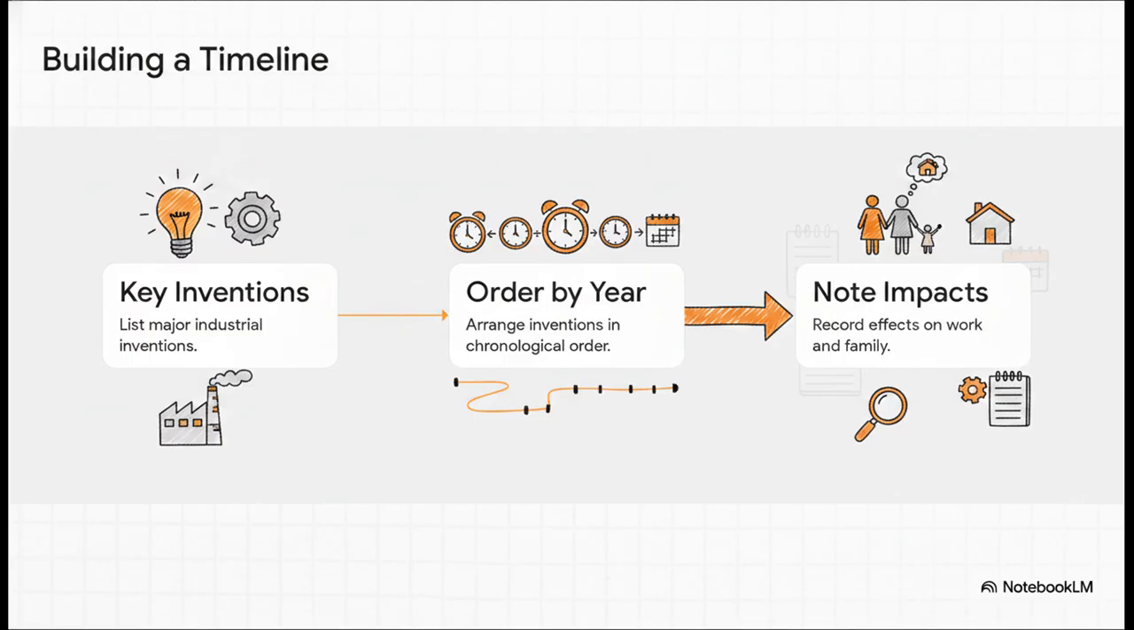Step 2, place in chronological order. Now, this is absolutely vital because chronological order reveals the true sequence of technological growth. I mean, you can't have a smartphone without first having a telephone, right? The sequence matters. And step 3, note impacts. You need to write down exactly how that specific invention changed work, family, or community life.